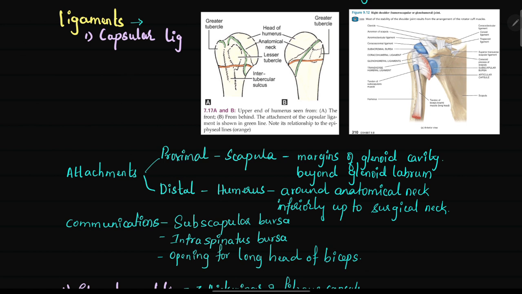On the scapula, it attaches to the margins of the glenoid cavity beyond the glenoid labrum. So if the glenoid cavity is here, beyond the glenoid labrum there is an attachment. To the humerus, it attaches around the anatomical neck and inferiorly up to the surgical neck.